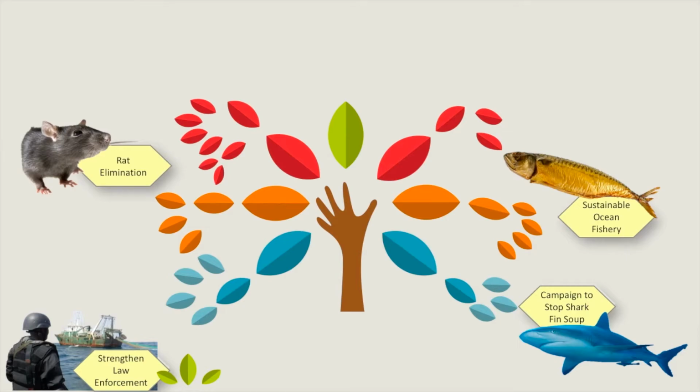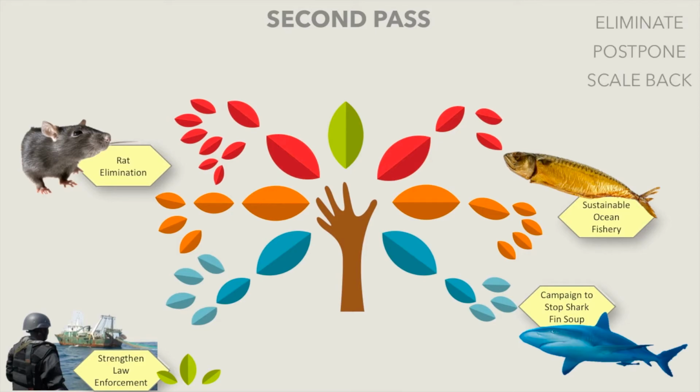Okay, so you've now taken a first pass through your strategies, and you're left with, say, these parts of the plan. But your likely funding still falls short of your proposed budget. So what do you do now? At this point, you do a second pass, and that is where you look at your interventions in a more systematic way, to see if there are any parts that you could, again, eliminate, postpone, or scale back.